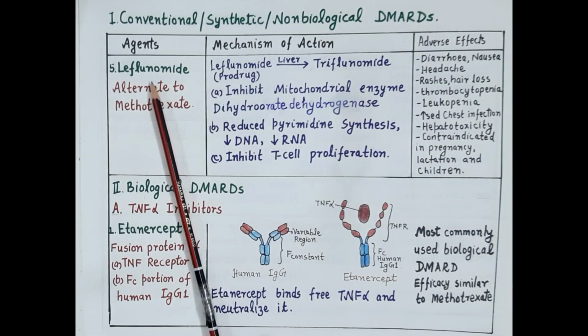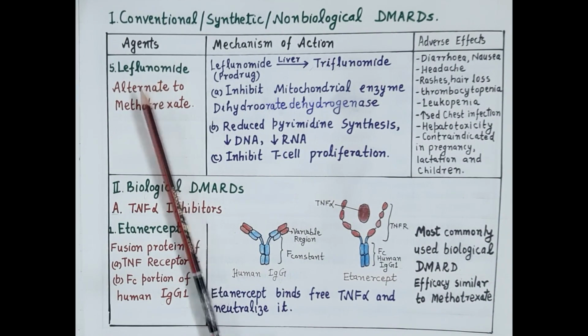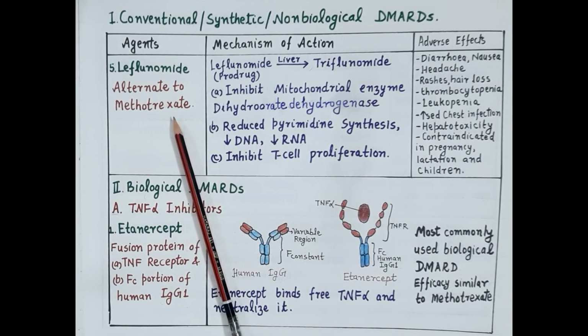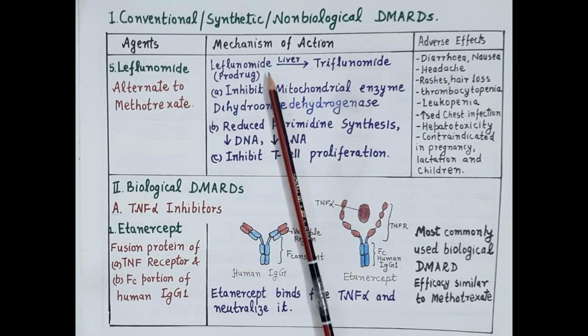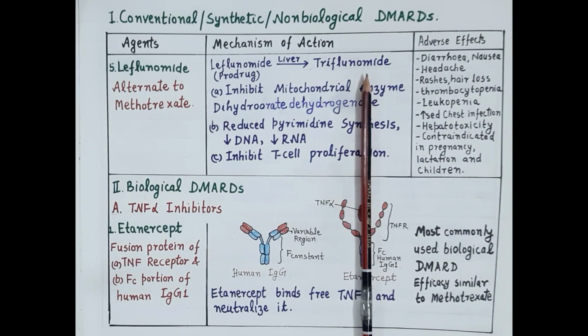Another non-biological conventional DMARD is leflunomide. Leflunomide also inhibits proliferation of T cells. It can be used as an alternative to methotrexate. Now, leflunomide is a prodrug. In the liver, it is metabolized to its active metabolite, that is triflunomide.